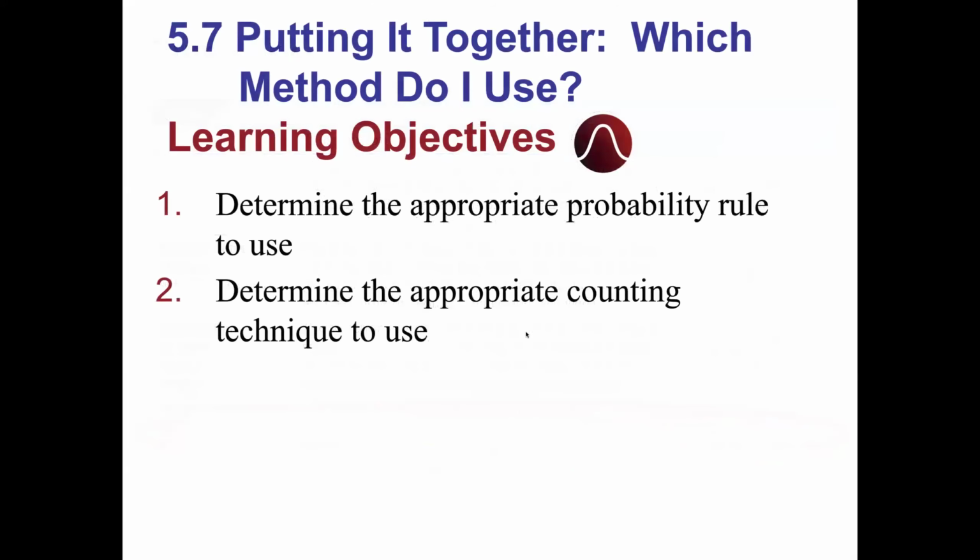All right. The last section here is pretty straightforward. It's just section 5.7, and it's putting all of what we've done in chapter 5 together. How do we do the appropriate probability calculations, and how do we decide on the appropriate counting technique to use? So we're going to cover both of these, and these are summary trees, which should help you in your study.